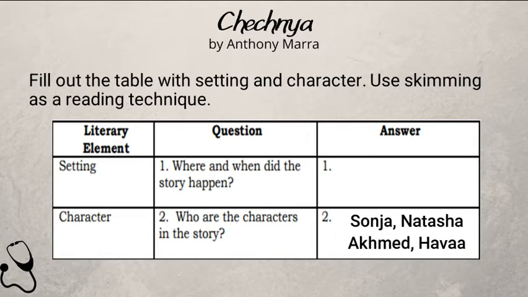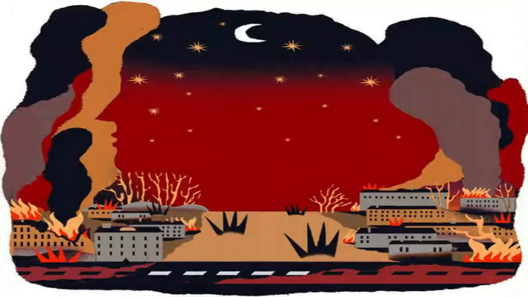Now, who are the characters in the story? So we have Sonja, we have her sister Natasha, we also have Ahmed and Hava. Sonja is an ethnic Russian who trained in London and then returned to her homeland. During the war, she was running a local hospital. She has a sister named Natasha who just recently died, and we found that out at the beginning of the story. So, because of that, she spent most of her time in the local hospital.